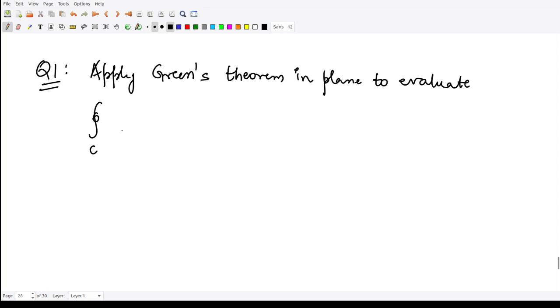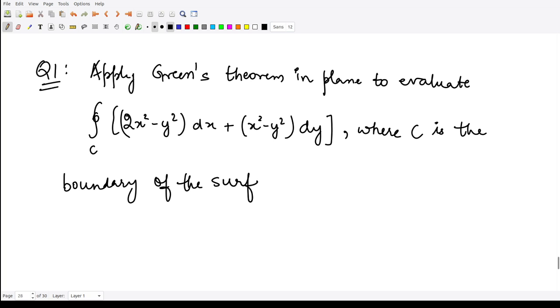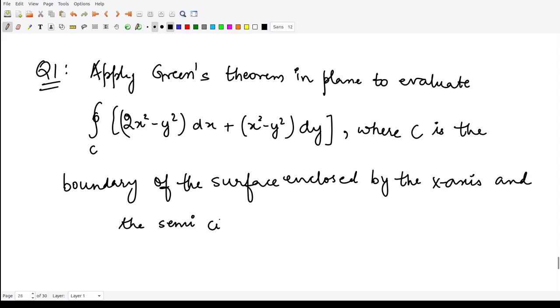the closed integral over C of the quantity 2x square minus y square dx plus x square minus y square dy, where C is the boundary of the surface enclosed by the x-axis and the semicircle y is equal to square root 1 minus x square. So this is what is given to you.